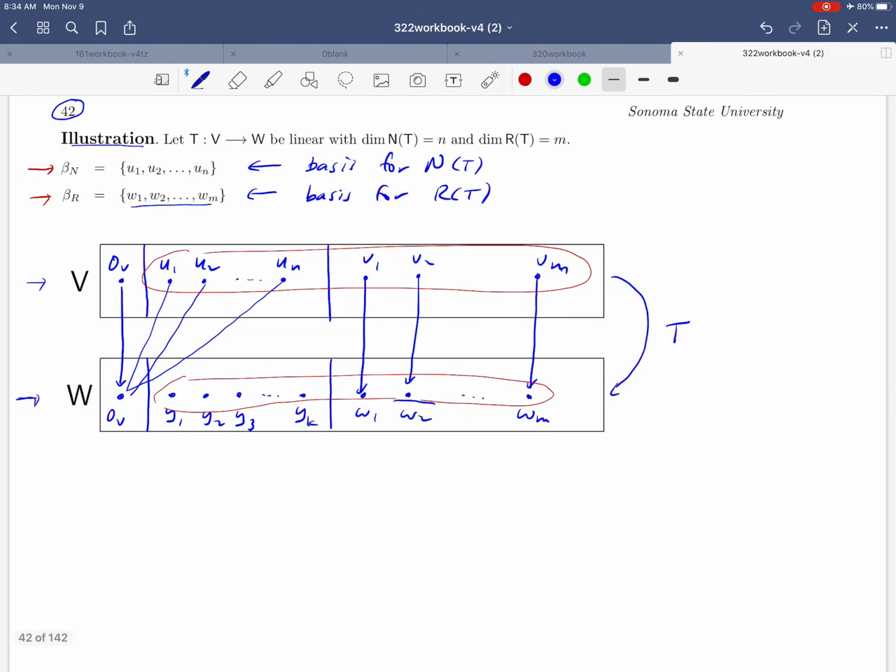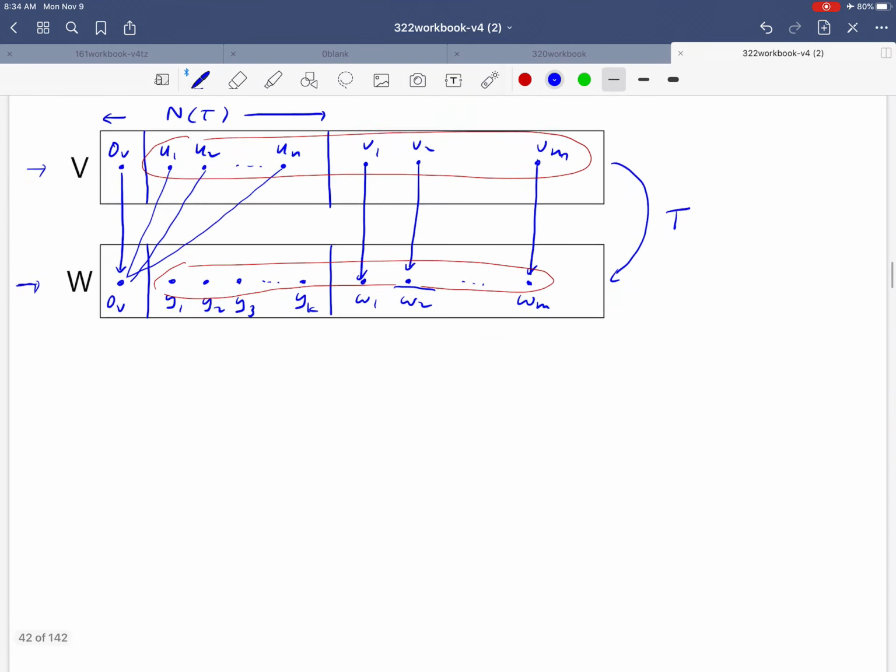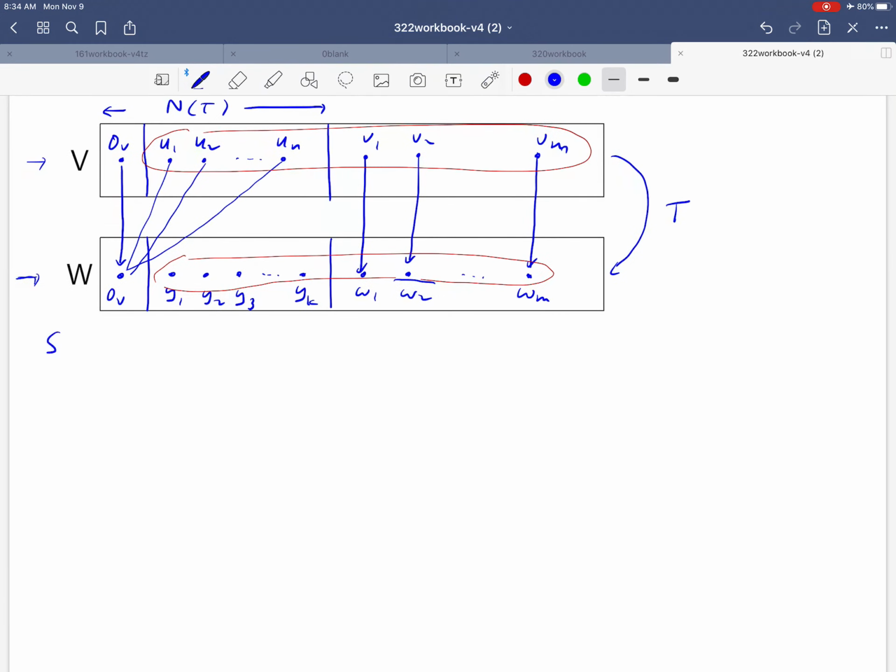Now that we have this basic pictorial representation, what can we do with it? I'm going to add one other thing to the diagram to help us here. The null space of T you can think of as being that part, so we'll label that. Now we're going to make some conjectures, which are going to turn out to be facts that lead us to theorems. First, here's what we could notice about our diagram.